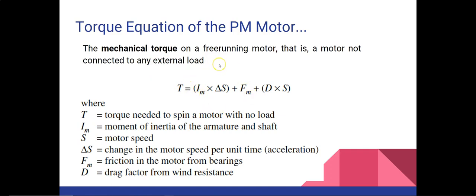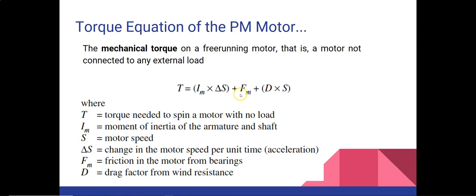So actually the motor together with its load makes up a mechanical as well as an electrical system, and this equation indicates some of the mechanical factors that will affect the motor's performance, which include moment of inertia. And this moment of inertia basically opposes any change in the speed.